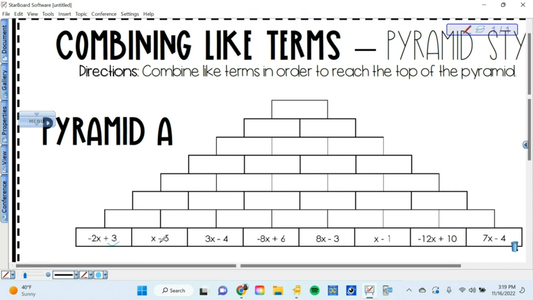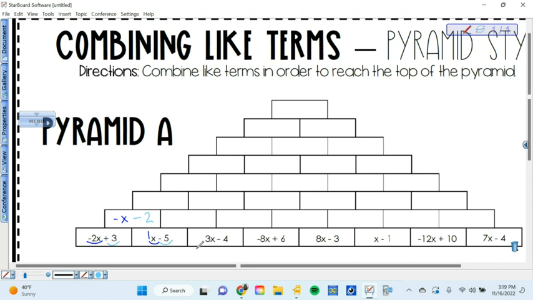So what's negative 2x and x? Negative 1x. Negative 2 plus 1, right? There's an invisible 1 in front of that x. Negative 2 plus 1 gives me negative 1x, or just negative x. 3 and negative 5 gives me negative 2. So now I've got negative x minus 2.